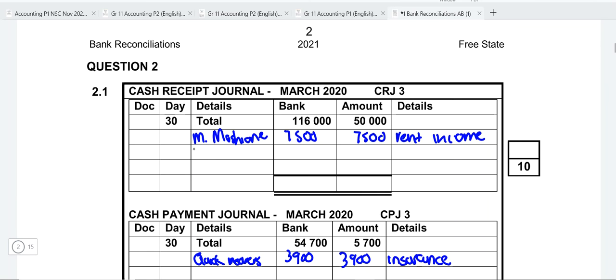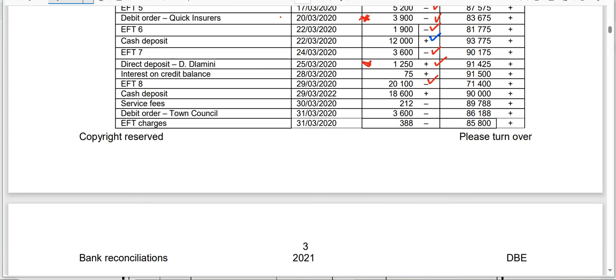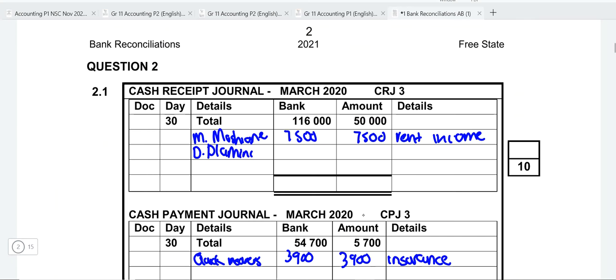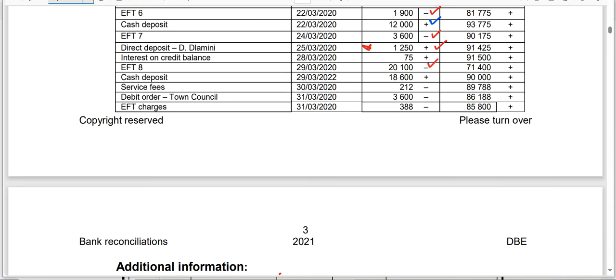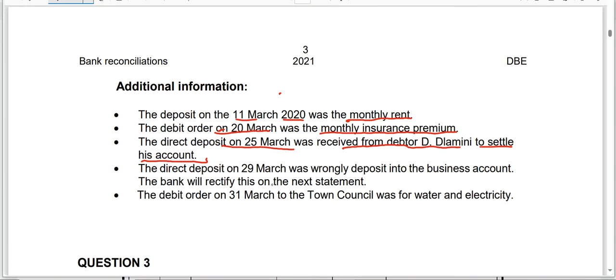So we are going to write D Dlamini, and then he gave us 1,250 as a debt. So we're going to write 1,250, and we explain that this is for debtors control. I hope we are together, guys. And then the next adjustment says that the direct deposit on 29 March was wrongly deposited.